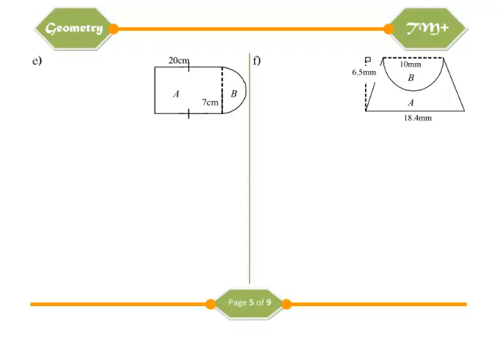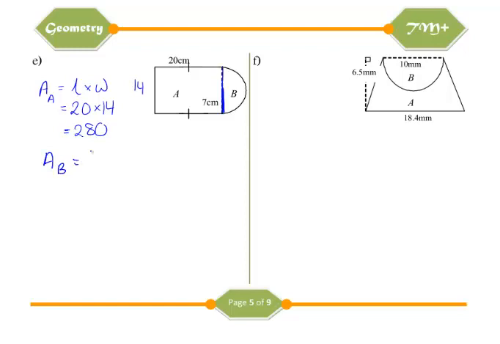Here we have a composite shape. So what I like to do here is label the areas. So here it's A and B. You might want to use A1 and A2, it's up to you. So area of A is a rectangle, so length times width. So that's going to be 20 times, now this 7 here is just for that distance there, so it's the radius, so all the way across is 14. So it's 20 times 14, which is 280.